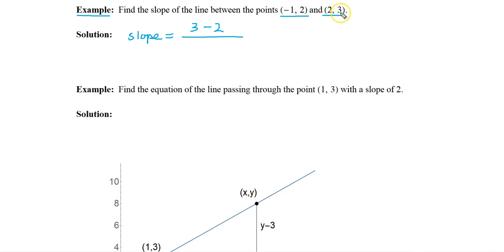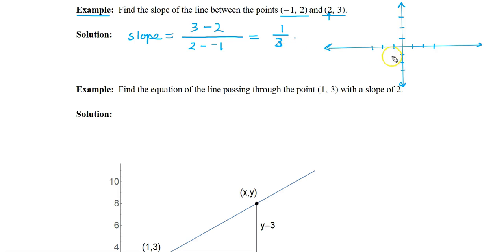Then since we did the 3 first, that means when we take the difference in the x coordinates, we have to do this 2 right here first. So then the difference in the x coordinates will be 2 minus negative 1, and we get 1/3. So that is the slope of the line between those 2 points.